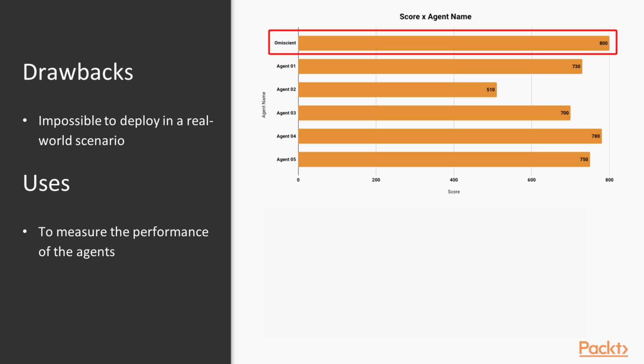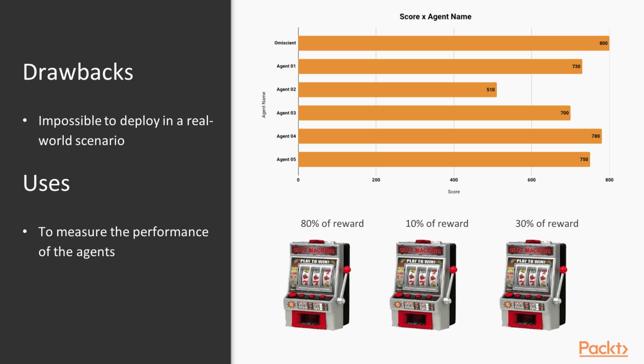Let me clarify it. For example, here we have the performance of 5 different agents plus the omniscient agent. You guys can see that the omniscient agent is the agent with the highest performance score in comparison with all the others. But why does it happen? The reason is really simple. The omniscient agent knows the probability of success from each bandit machine and chooses the most profitable one in every single trial. Consequently, it reaches the maximum possible score after a lot of trials. We can say that it reached the top score.